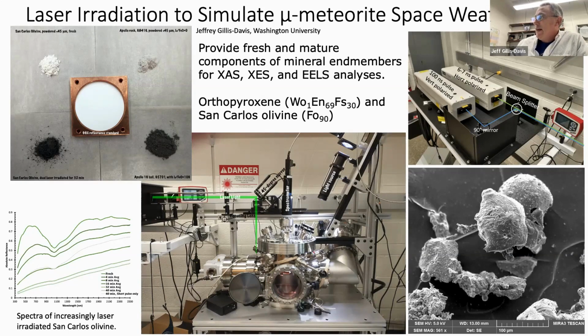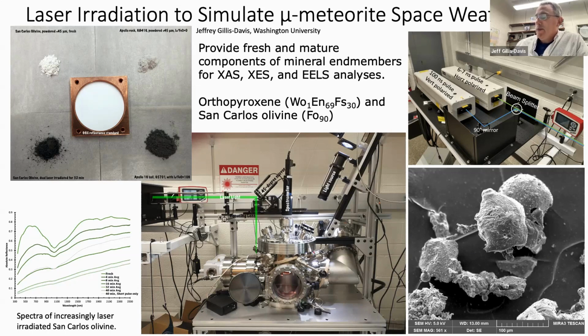So this lower right SEM secondary electron image shows an agglutinate that we're able to make using this dual laser irradiation method. And what we notice is with the dual laser irradiation method, we not only get things that look physically similar because we create agglutinates, we're more effectively able to erase the fundamental absorptions at 1 micron or 2 microns for pyroxene, as you can see in the spectra on the lower left.